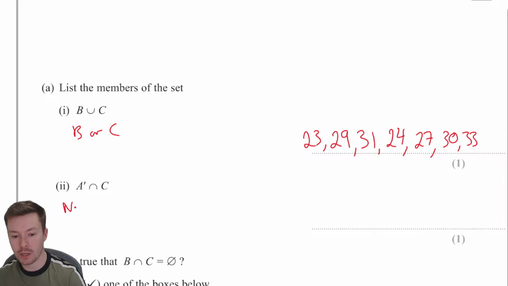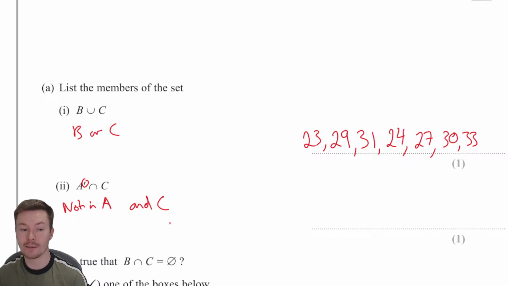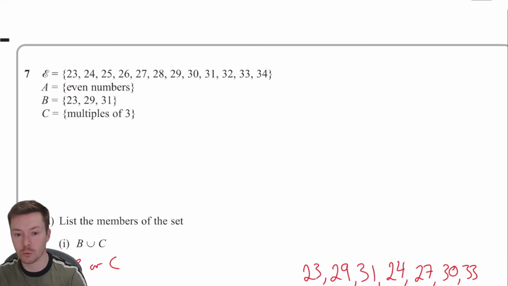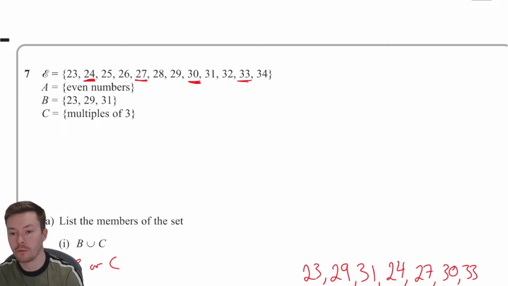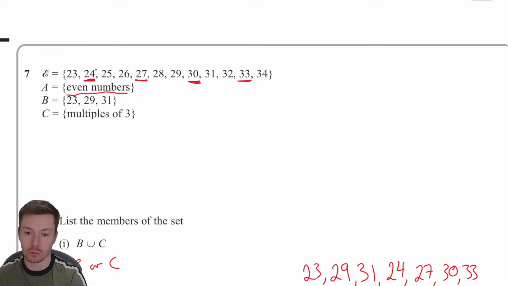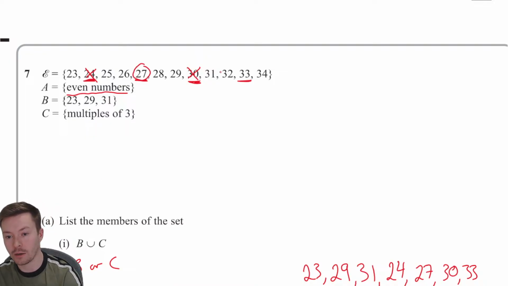This means not in A. That's what the apostrophe means here. Intersection means and in C. So we're looking for anything that is not in A and it's in C. Basically things that are in C that are not in A. It's got to be in both of those things. So multiples of 3, let's just underline those. So 24, 27, 30, 33. So they are the things that are in C. Which one of those are not in A? Well, not in A would be the things that are not even. So, can't have 24, that's in A. Can't have 30, that's even, that's in A. So we've only got 27 and 33 left over.